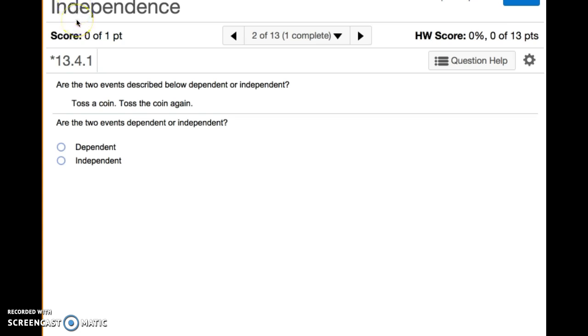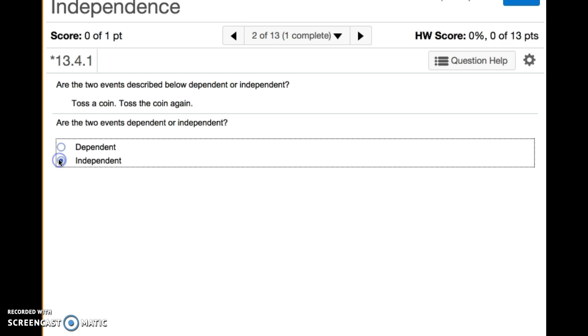So this question says, are the two events described below dependent or independent? And they don't give me any probability, so I just have to think about the scenario. If I toss a coin, and then I toss the coin again, do the results of the first event impact the second one? And no, it doesn't matter how many times I toss a coin, I'm always going to have a 50-50 chance at getting heads or tails. So these events are independent.